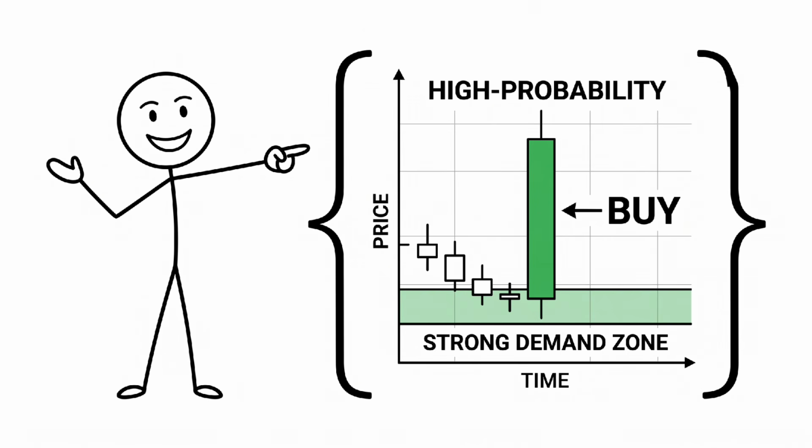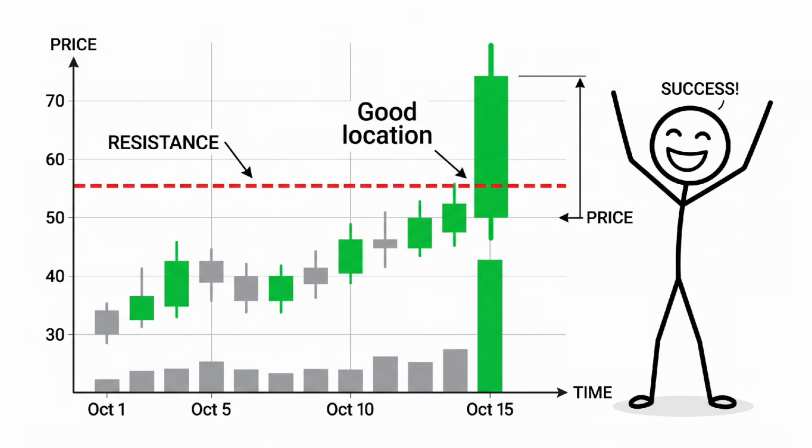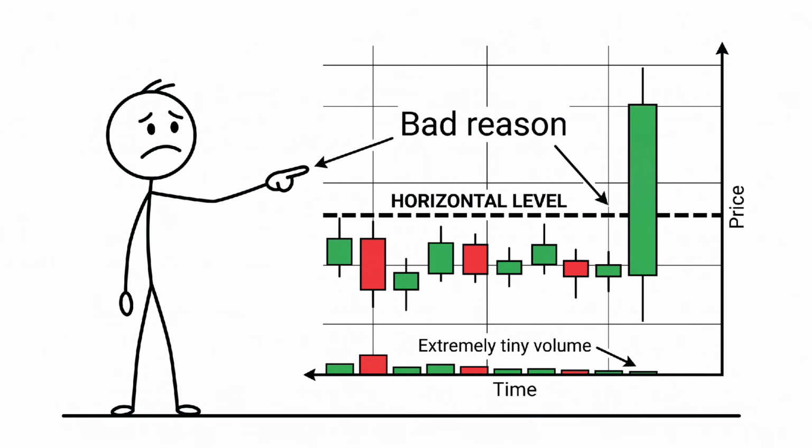Now the third confirmation, volume confirmation. If a breakout happens with volume that's well above average, the probability of a successful breakout increases significantly. But if a breakout happens without strong volume, it often turns into a false breakout.